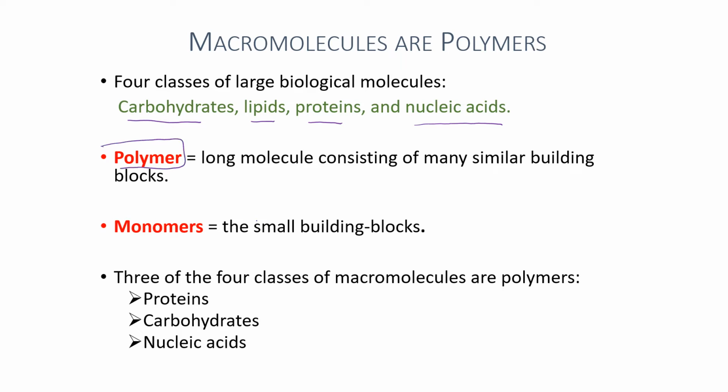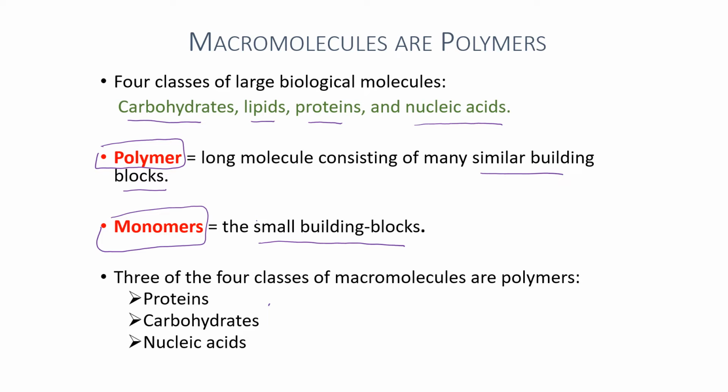What are polymers? Polymers are long molecules consisting of many similar building blocks, and these building blocks we call monomers, which are the small building blocks of polymers. These monomers will be connected to one another through the formation of covalent bonds between the monomers to form polymers.